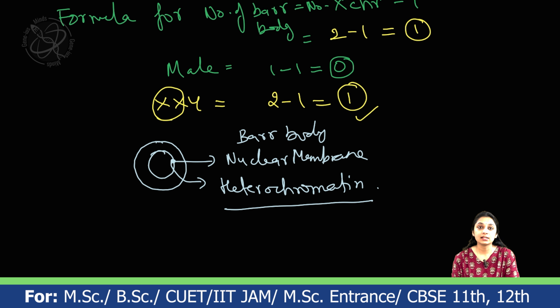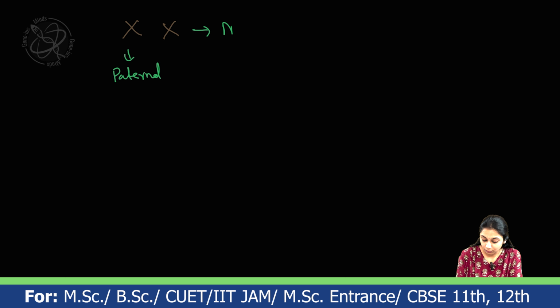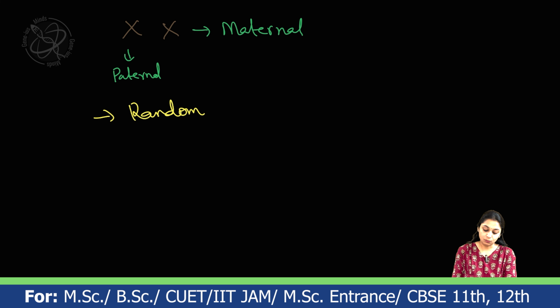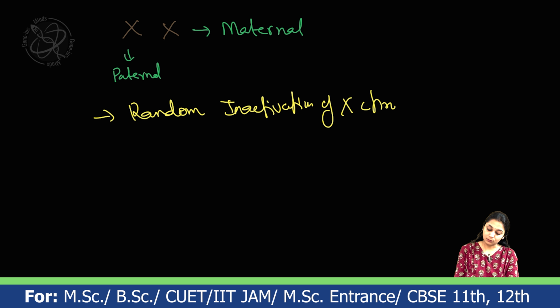So now we are going to discuss which X chromosome gets inactivated. In females, there are two X chromosomes. One of them comes from the paternal side, that is from the father, and the other comes from the maternal side. It is found that there is a random inactivation of X chromosome. So it is not always that the maternal side gets inactivated or the paternal side gets inactivated.